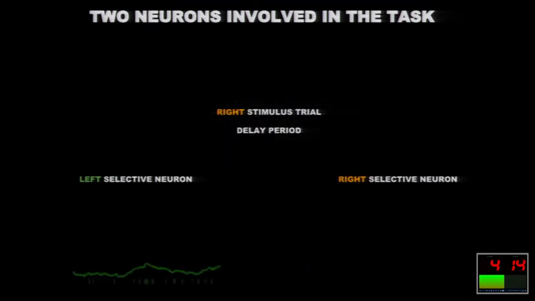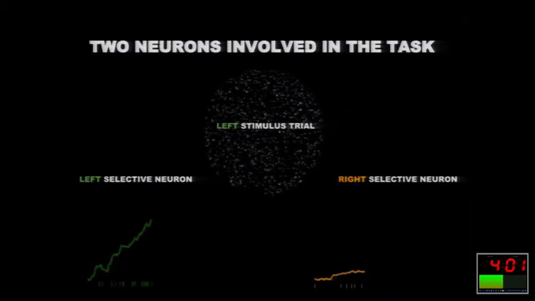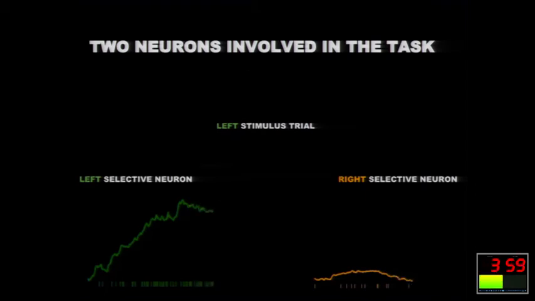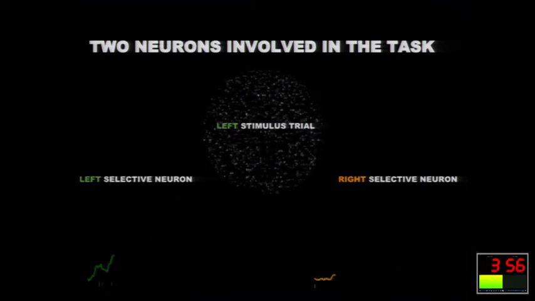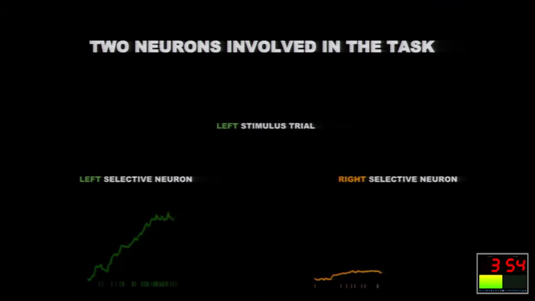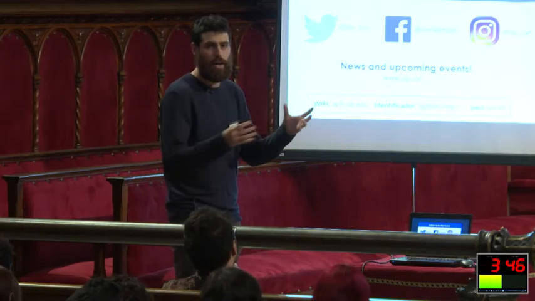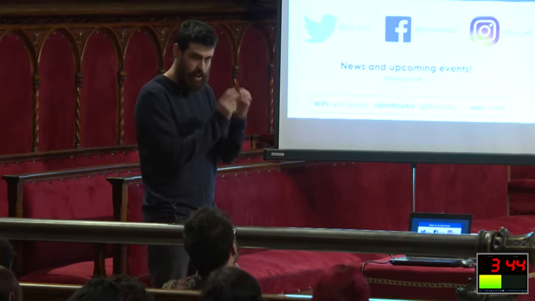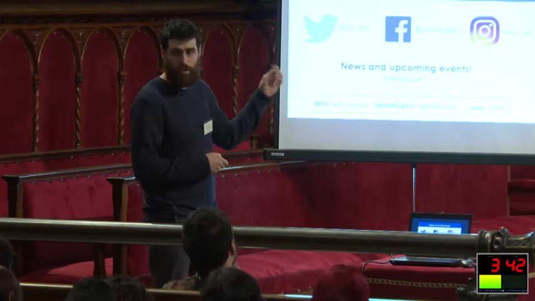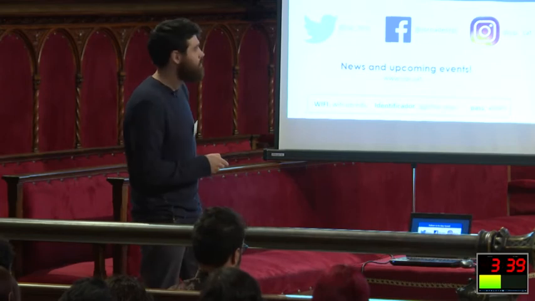After the stimulus, during the delay, the decision is stored in memory thanks to the high firing rate of the right selective neuron. Okay? In the case of a left stimulus, the opposite happens. The left selective neuron increases its firing rate during the stimulus and keeps it in memory through a high firing rate during the delay. So now the idea is, can we build a model, a network of these neurons, described by differential equations, that is able to solve that task in a similar way?